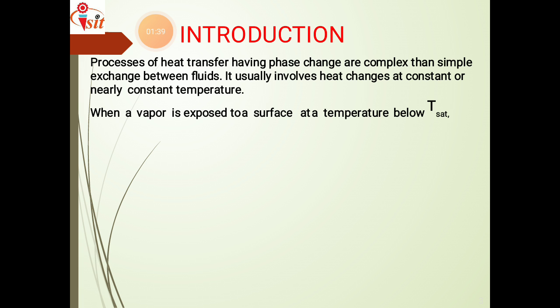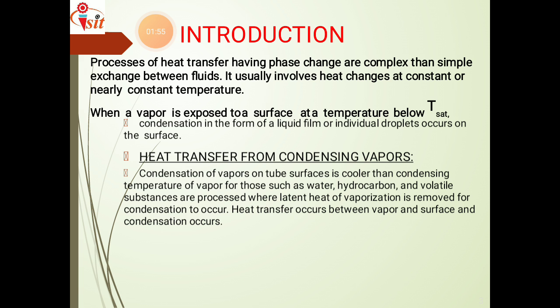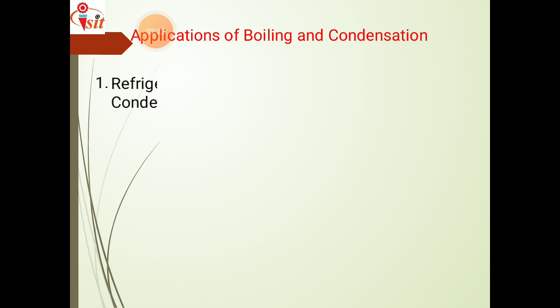So when a vapor is exposed to a surface at a temperature below saturation temperature, then condensation in the form of liquid film or individual droplet occurs on the surface. Heat transfer from condensing vapor. Condensation of vapors on tube surface is cooler than condensing temperature of vapor. Those such as water, hydrocarbon and volatile substances are processed where latent heat of vaporization is removed for the condensation to occur. And condensing vapor consists of single substance or a mixture of condensable and non-condensable gases or a mixture of all.